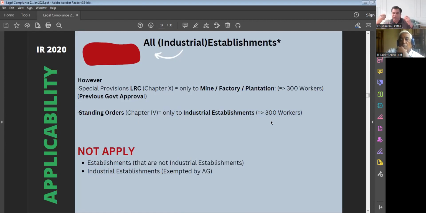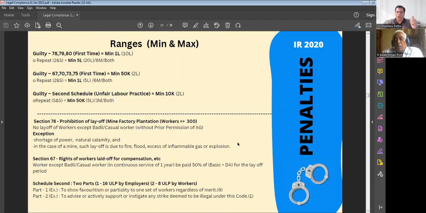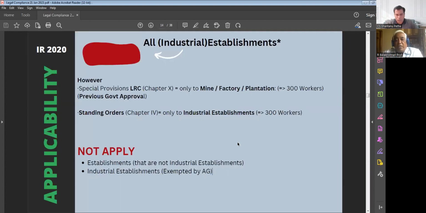I think this exemption-giving power is reserved with the appropriate government just to encourage new industrial establishments, so that they do not get burdened with this. That is the reason this power is given to the appropriate government, so that new establishments can be exempted from this for so many years. Okay, so we have to note that the 300 workers and plus limit is really a very welcome move.